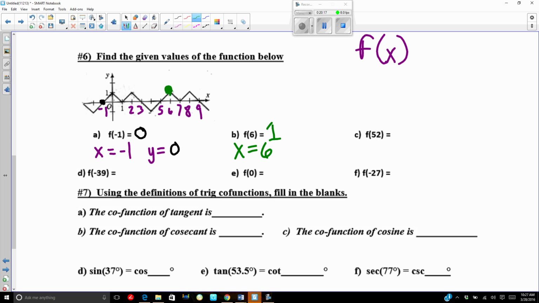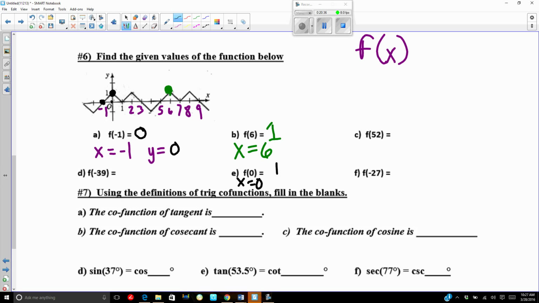Then we get bigger numbers. Well, we can go ahead and take care of this one down here, f of 0. When x is 0, find y. So x is 0 right here. It crosses the graph here at x equals 0. So the y value when x is 0 is positive 1.